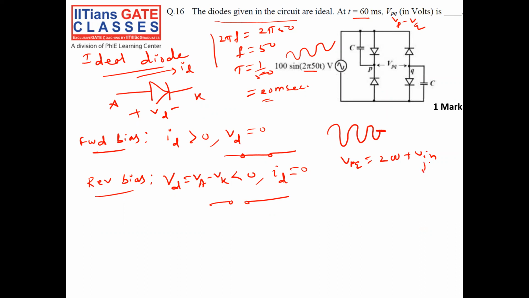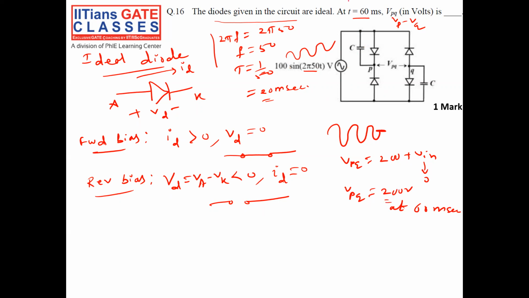But Vin at 60 millisecond is nothing but just after 3 cycles, it is 0. So Vpq is equal to 200 volt at 60 millisecond. Okay, because at 60 millisecond my input is completing exactly 3 cycles, means my input is exactly 0 volt after 3 cycles, right? So Vin should be 0. So Vpq is 200 volt. Okay, so this is the solution.